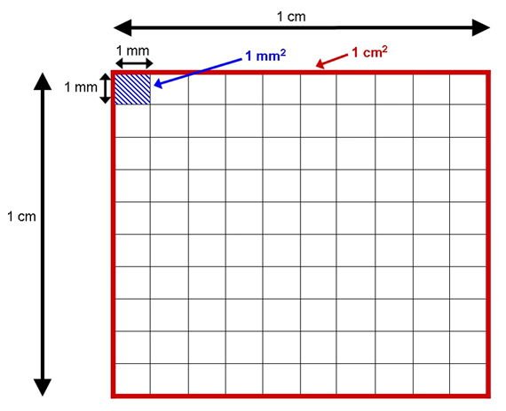Other useful conversions are 1 square kilometer equals 1 million square meters, 1 square meter equals 10,000 square centimeters equals 1 million square millimeters, 1 square centimeter equals 100 square millimeters.